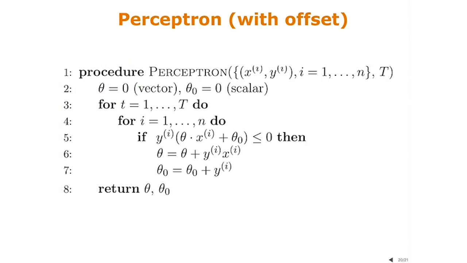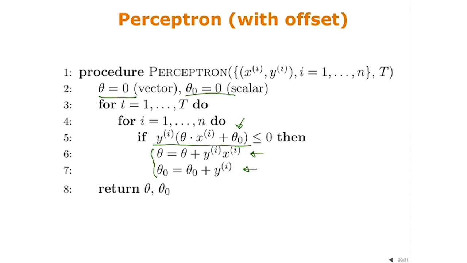Now we can generalize the perceptron algorithm to run with the general class of linear classifiers with the offset parameter. The only difference is that we initialize the parameter vector to 0 as well as the scalar to 0, and we check the error as before, whether the classifier makes a mistake, now involving the offset parameter. The update involves updating the parameter vector theta exactly as before, but also updating the offset parameter in this way.